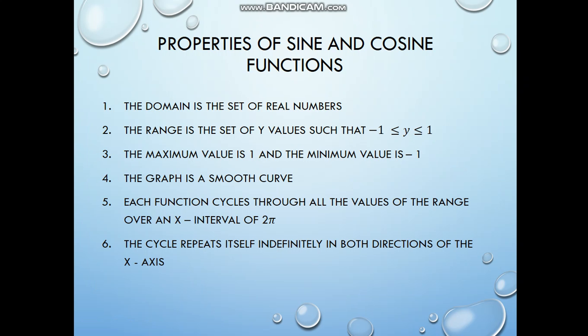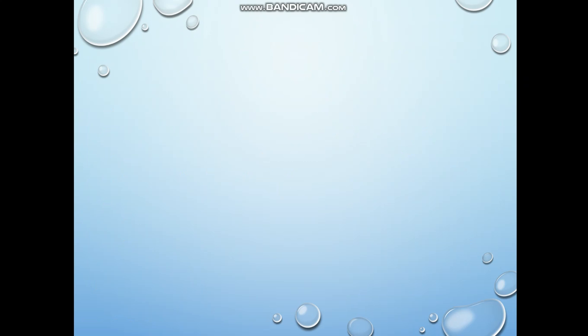5, the function cycles through all the values of the range over an x interval of 2 pi. 6, the cycle repeats itself indefinitely in both directions of the x-axis, to x positive and x negative.